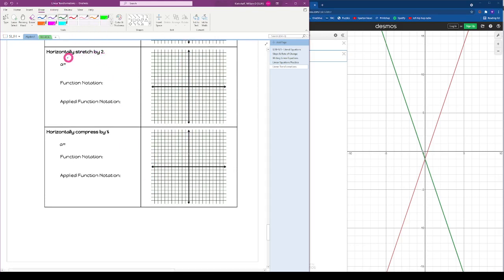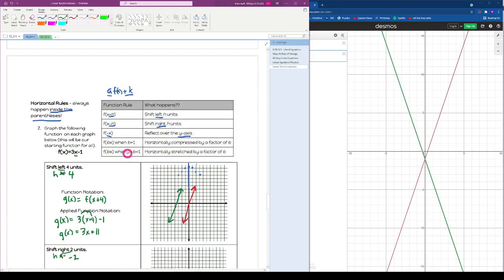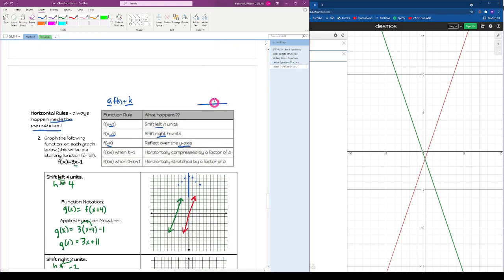Next thing we have is horizontal stretch and horizontal compression. Let's go back up to our rules and see how these work. We have a horizontal compression. So in terms of a line, if we treat it like a picture, remember before we had vertical stretch and vertical compression? Now we're going to talk about if we had horizontal compression and horizontal stretch.